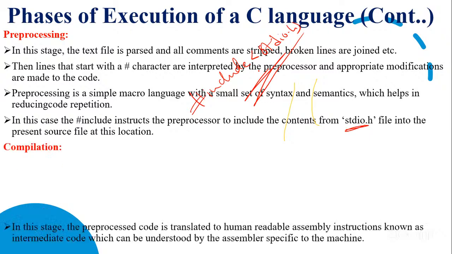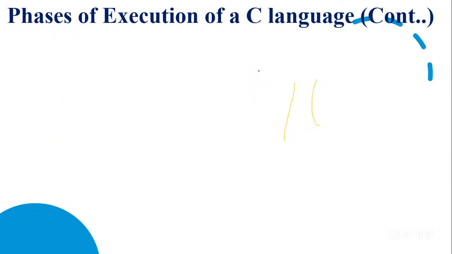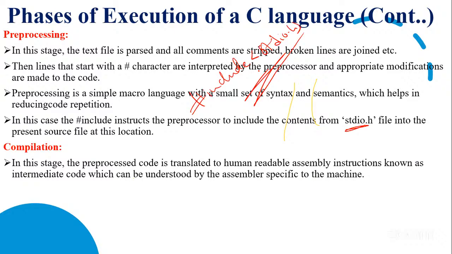This is compilation. What will be done at this stage? In this compilation stage, the preprocessed code will be translated into human readable assembly instructions. We write our program using C commands or C rules and regulations.